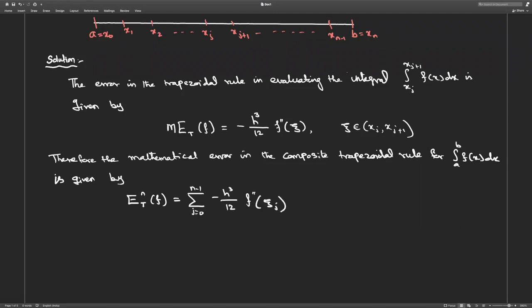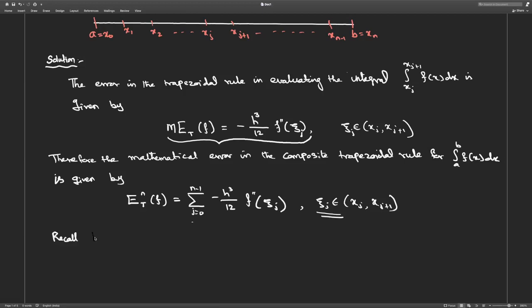Because for each subinterval you have a xi, therefore it's better to put xi_j here, where xi_j belongs to the interval x_j to x_{j+1}, right? We are just applying this formula for the mathematical error in each of the subintervals and then summing them up, right? For xi_j belonging to the interval x_j to x_{j+1}. Wherever possible, you have to write this information.